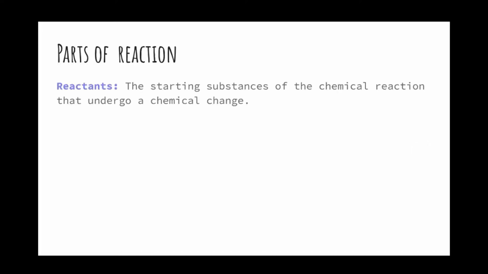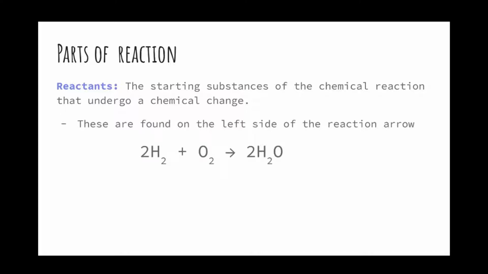So let's go ahead and identify the different parts of a reaction. The reactants are the starting substances of the chemical reaction that undergo the chemical change. When you're looking at a chemical reaction, they're usually found on the left side of the reaction arrow. So let's take a look at this chemical reaction right here. This is actually the same chemical reaction from the previous page, but you can see that it's written out with molecules instead of using a diagram. If we were to identify the reactants in this example, they are the hydrogen and oxygen. The hydrogen and oxygen are the two things that are reacting together.